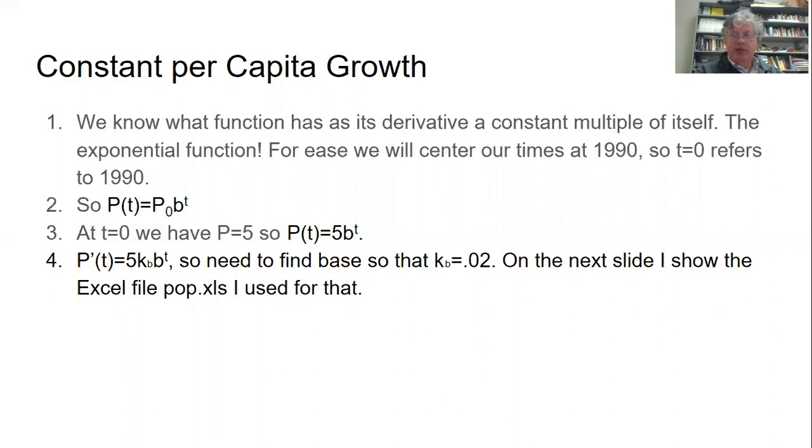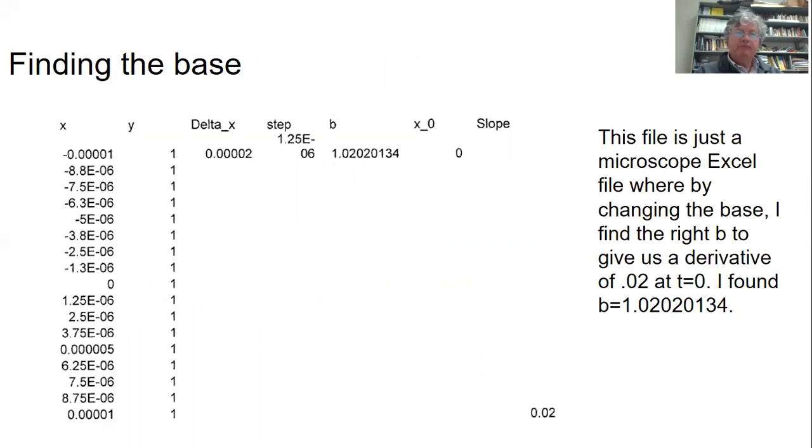And so what I do when I want to compute is I make up an Excel file. The next slide shows you this Excel file that I made. There's a copy on Blackboard that you can look at to see what I did. So basically it's just the microscope file that I've used before, except I've done it so that I can change the base. The base point is 0. The base is whatever that number b is, and down in the lower right corner you can see what the slope is. And so you play around with b, and as b increases, the slope increases. Okay, so it's not too hard to find.